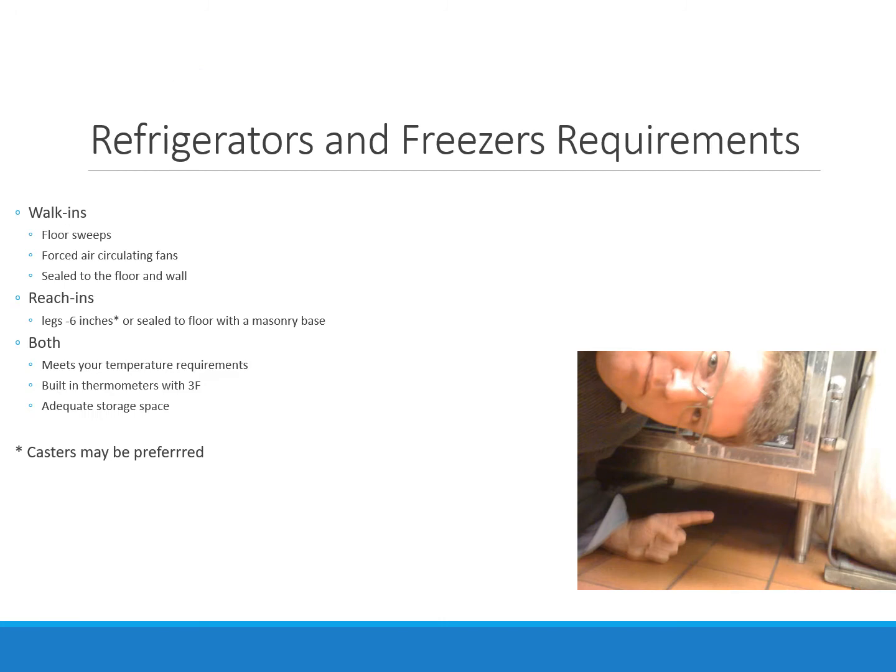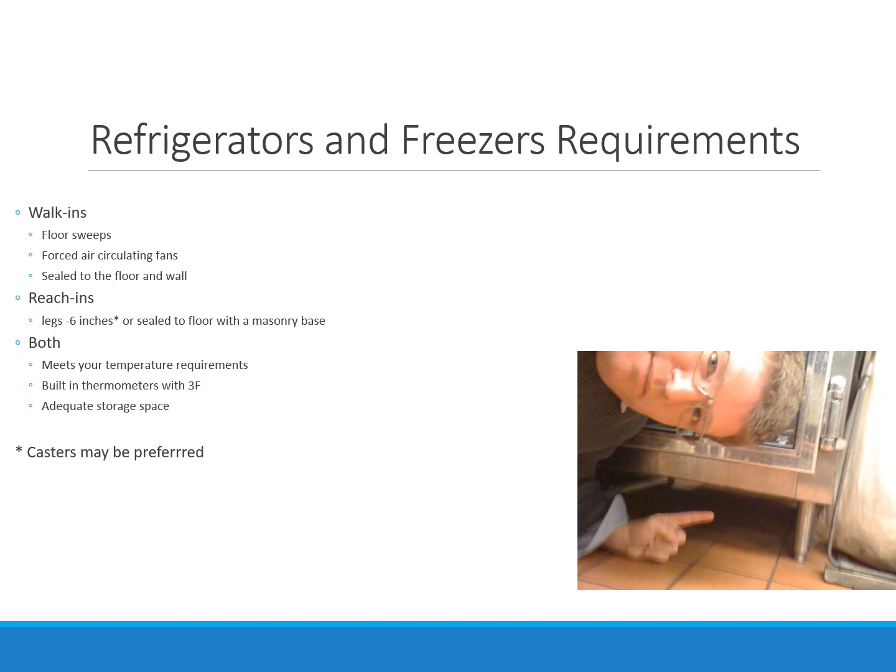So other rules about walk-ins and refrigerators: they have to have floor sweeps, which are those little rubber gasket-y things on the bottom of a door that provide a seal. And again, it keeps bugs out from getting in there, makes it easier to clean. They have to have forced air fans to circulate air in there to keep them cold. And they have to be sealed to the floor or wall, and wall if you have a walk-in. Reach-ins, legs of up to 6 inches, or you can have it sealed to like a brick base.